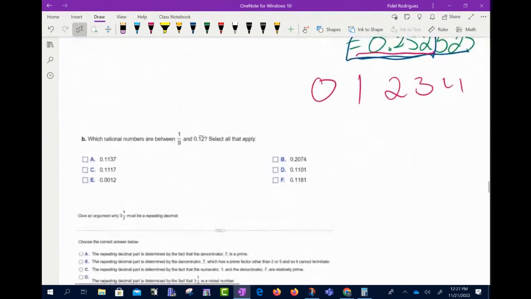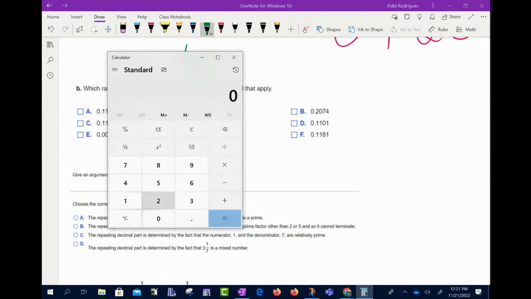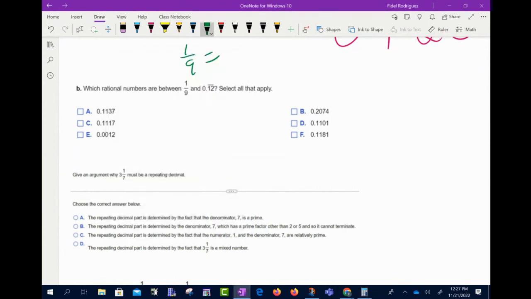So notice, y'all, I'm going to do the same thing for part B. Okay. Which rational numbers are between 1/9? So first thing I've got to figure out is what is 1/9 as a decimal? Okay. So let's take 1 divided by 9. Okay, 0.1 repeating, which is 0.111, right? And let's see, 0.12 repeating looks like this, 0.12, 12, 12, okay?